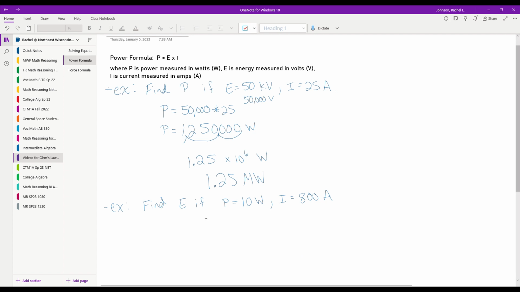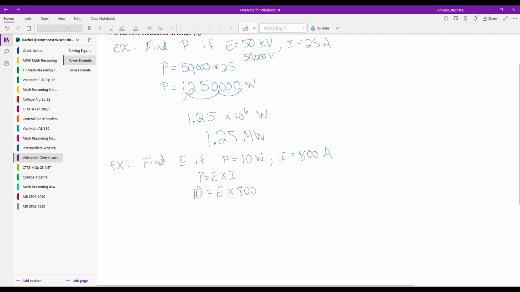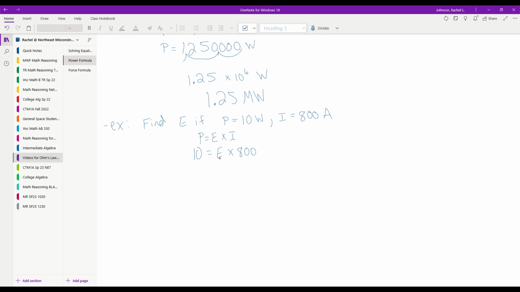So we're plugging again into the formula, P equals E times I. Maybe this time I'm going to write it down. P equals E times I. So P is 10 watts equals, I don't know what E is, times I is 800 amps. So in this case, we have to solve for E. We have to do a solving equation step here. To get E alone, divide both sides by 800. So on the right side, the 800 cancels. I'm just left with E.